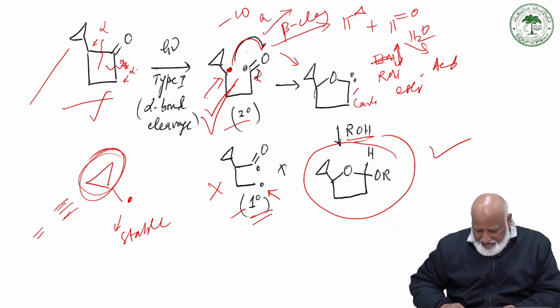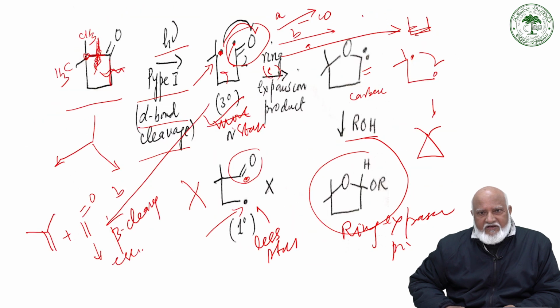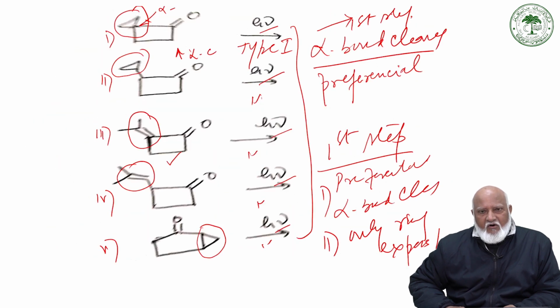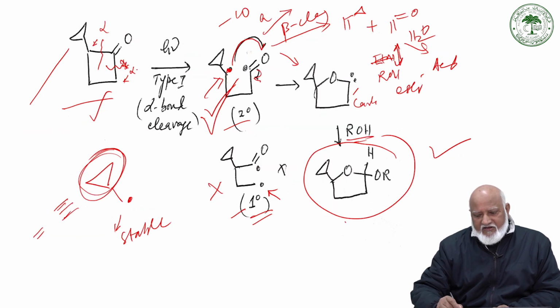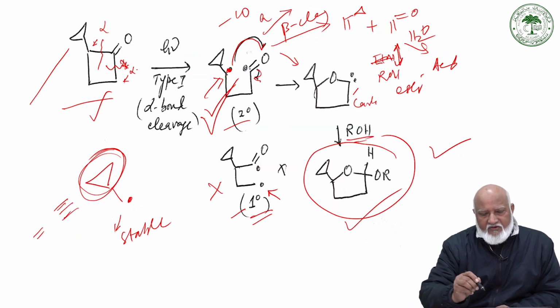What we have seen earlier is that in all these 3 cases we are going to look only at the ring expansion product, because the first step is the deciding factor to decide which bond is going to cleave. If we make any mistake in the first step, we will end up with the wrong ring expansion product, and hence our answer will be incorrect. So this is the ring expansion product that is going to form, which is going to be stabilized.